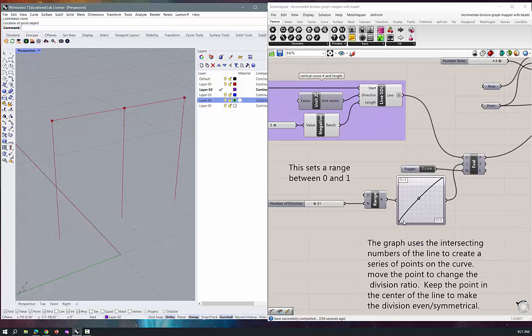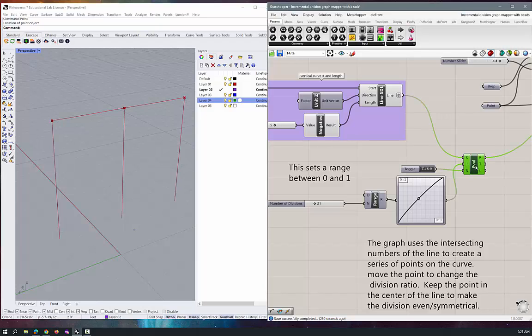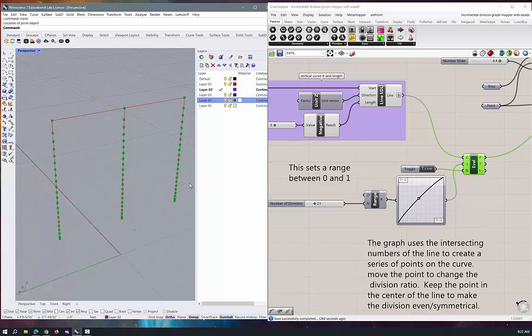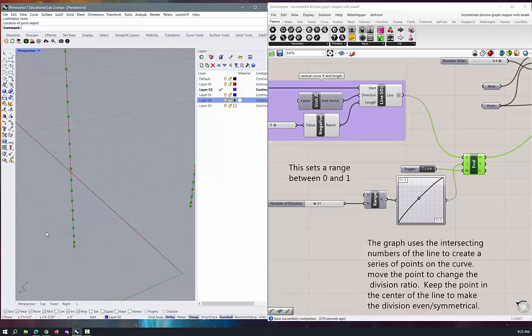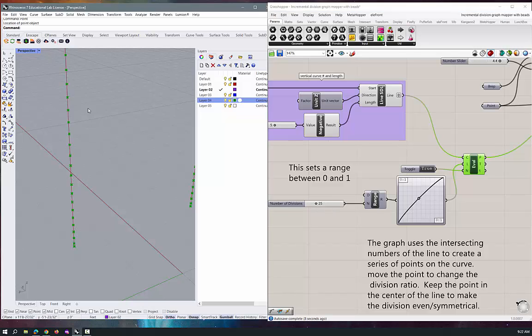This is a graph mapper, so it goes through and pulls points off of this curve. And what it does, if I come in and preview this, is it pulls the locations of the numbers on this curve and uses it and reparameterizes it and divides it and puts points on this line, right? So if I change the divisions, the points get closer together, and if I pull it back, they get further apart, right? Because this is controlling the number of divisions.